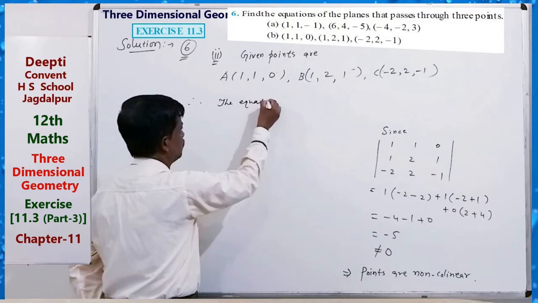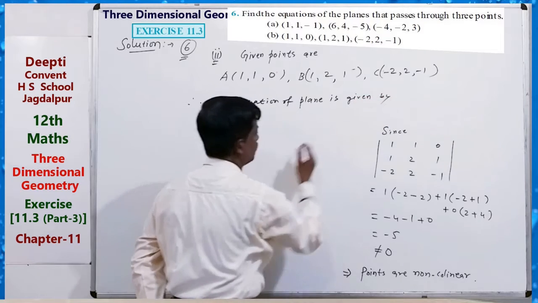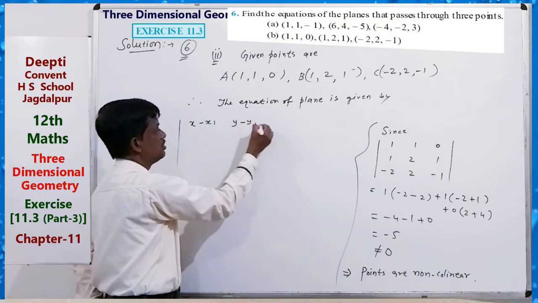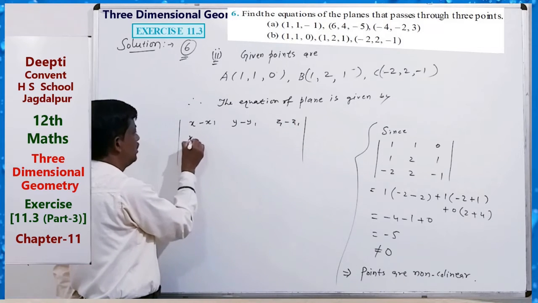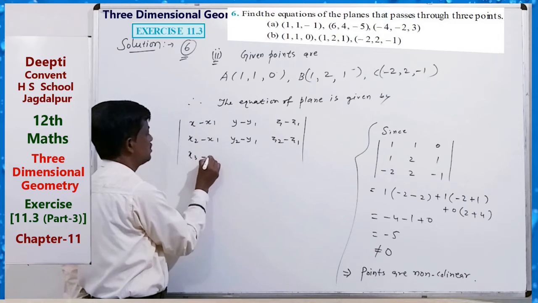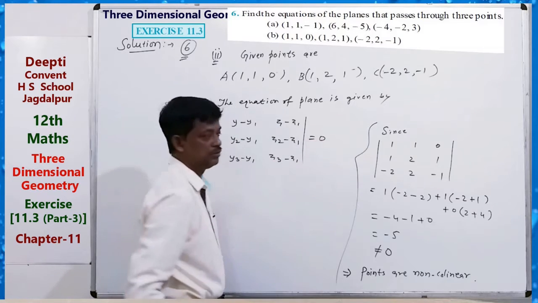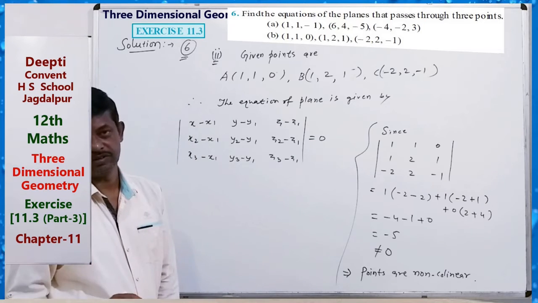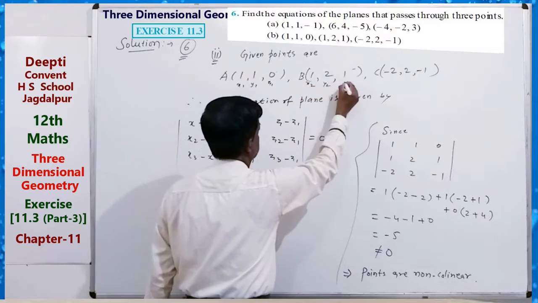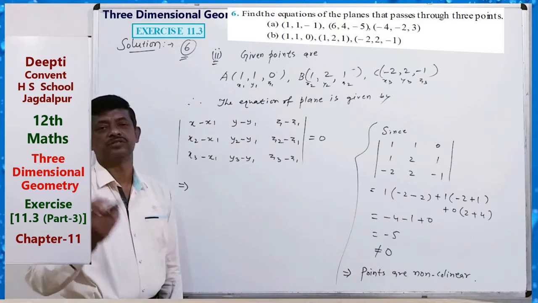The equation of the plane is given by the formula: determinant of x minus x1, y minus y1, z minus z1; x2 minus x1, y2 minus y1, z2 minus z1; x3 minus x1, y3 minus y1, z3 minus z1 equals 0. For non-collinear points, just put the values here, where x1, y1, z1, x2, y2, z2, x3, y3, z3 are the given points, and x, y, z are the arbitrary points on the plane.